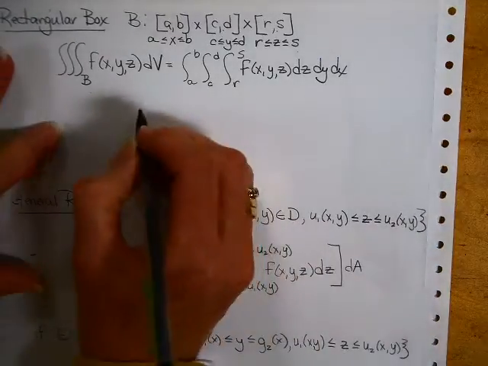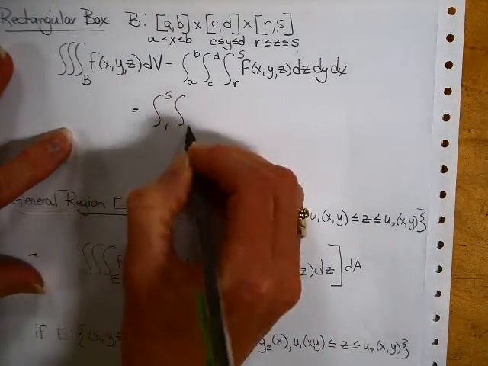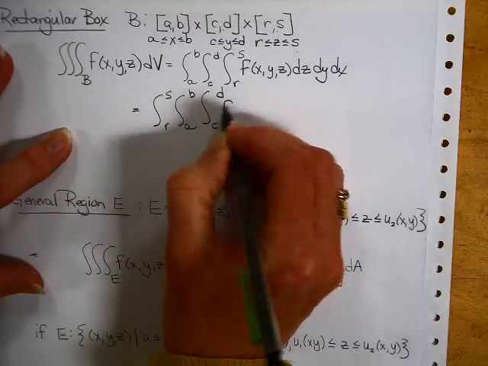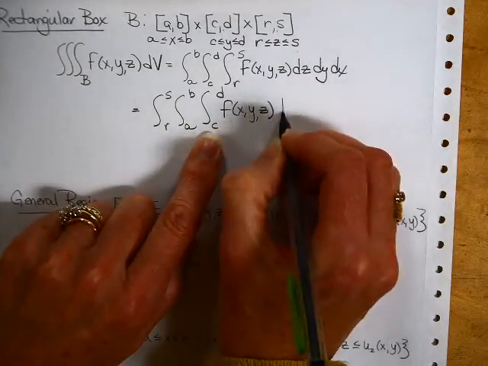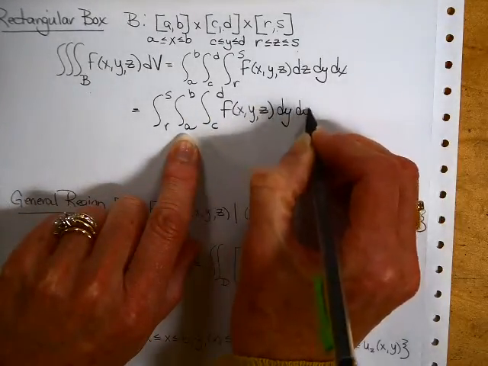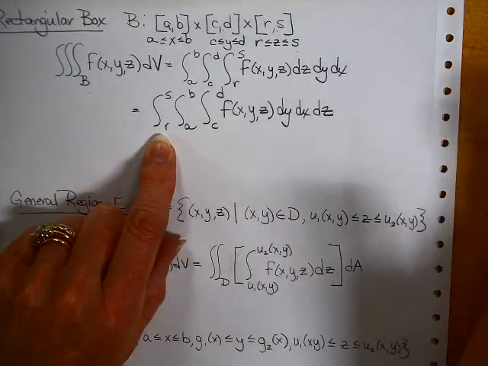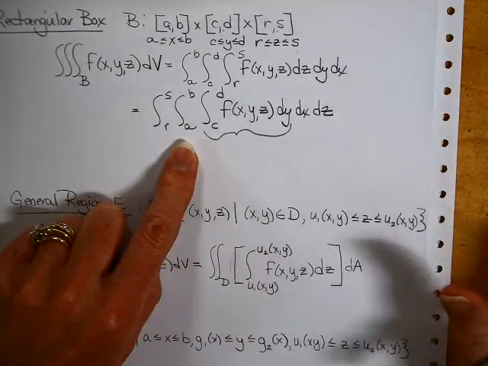Does that make sense? You could put R to S out here, you could put A to B in here, and you could put C to D here. Your function x, y, z. This is dy, this one is dx, and this one is dz. It doesn't matter, you're going to get the same answer, but you always calculate from inside out.